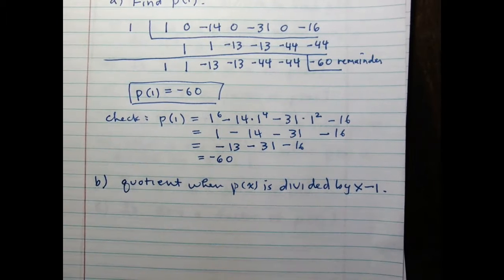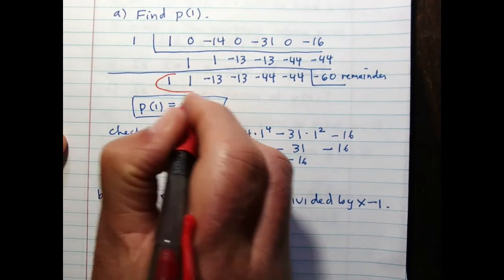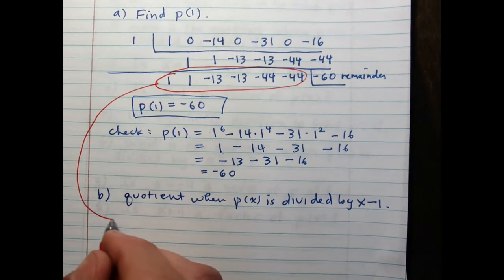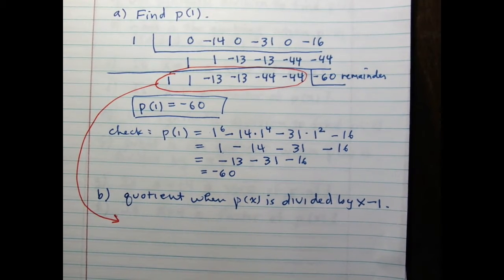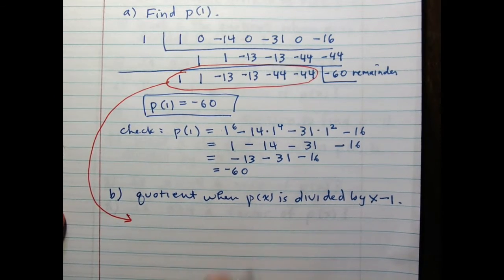And the quotient when P of x is divided by x minus 1 is exactly given by these coefficients from the synthetic division process. So I'm just going to bring that information down. We already did the work for that.